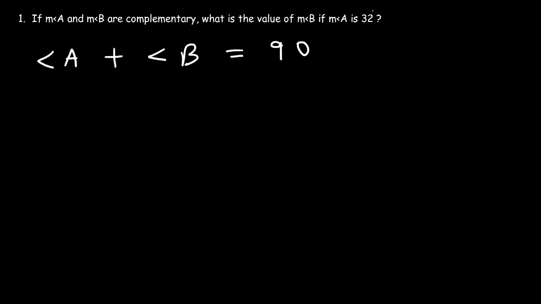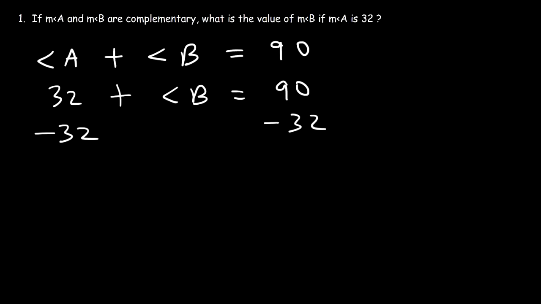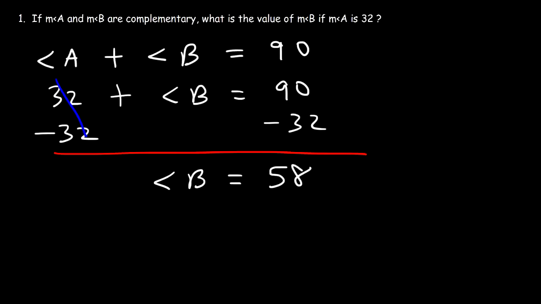Now we're given the value of angle A is 32. So 32 plus angle B is 90. So to find angle B, we need to subtract both sides by 32. So angle B is going to be 90 minus 32. 90 minus 30 is 60, and then 60 minus 2 is 58. So that's going to be the value of angle B.